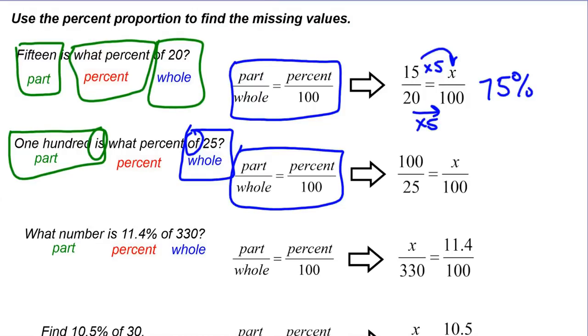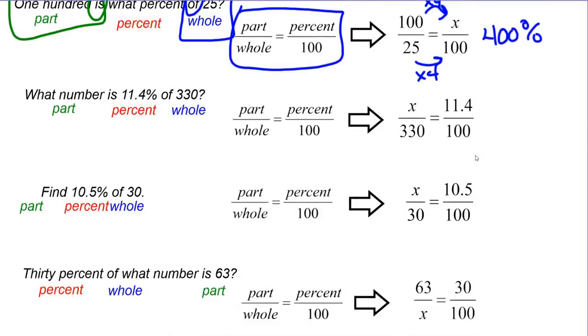So here we've got another proportion. There's another nice horizontal relationship here where 25 times 4 is 100. So 100 times 4 will tell me what percent that is, and that's 400%. So 100 is 400% of 25.